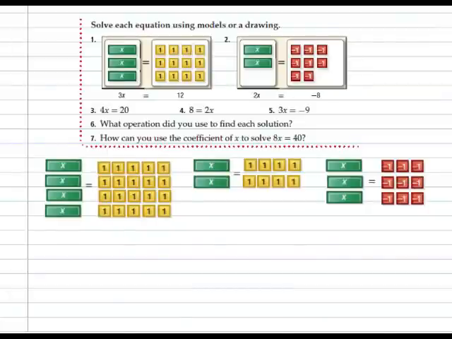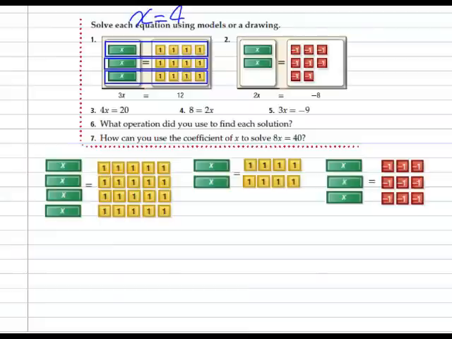Solve each equation using a model or drawing. 3x equals 12 in our first example. We would pair each x with 4 counters on the right, which would mean, in this example, x would equal 4. In our second example, we would pair each x with 4 counters, in this case negative counters, which means in this case x equals negative 4. So the solution of 3x equals 12 is x equals 4. The solution to 2x equals negative 8 is x equals negative 4.